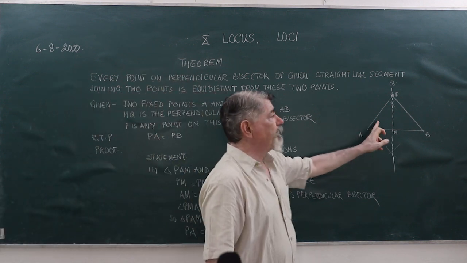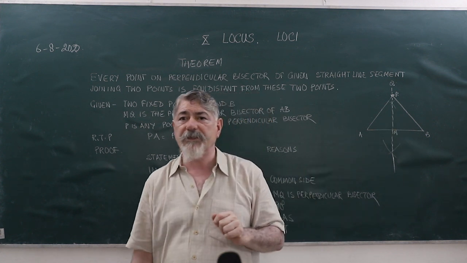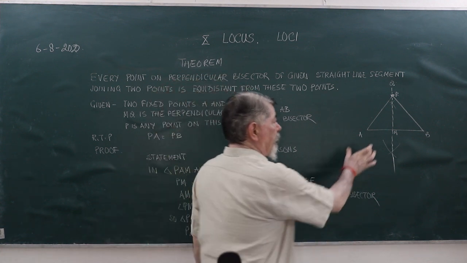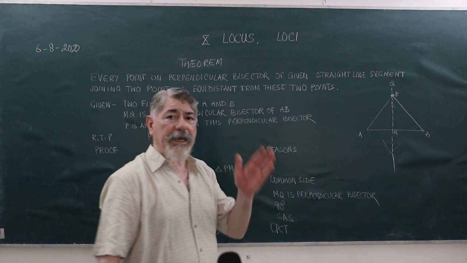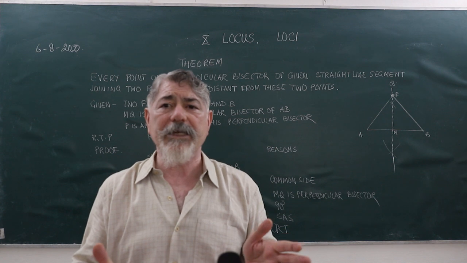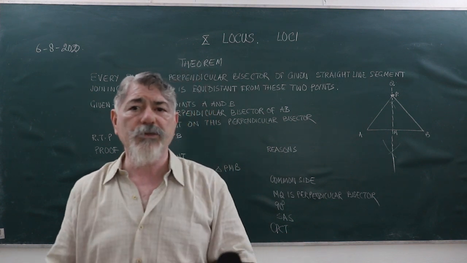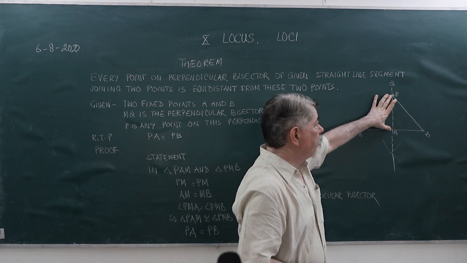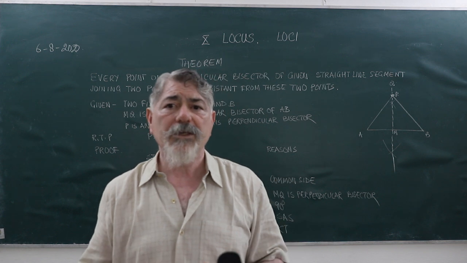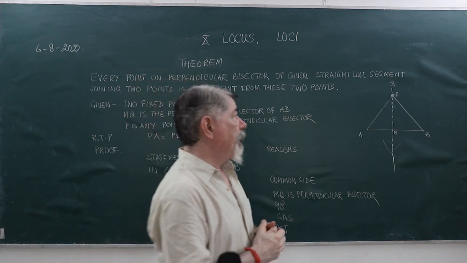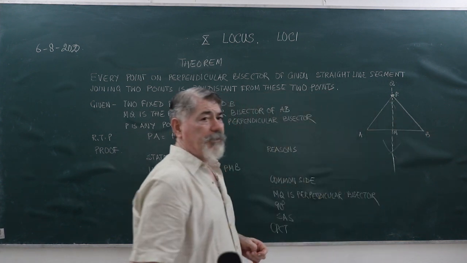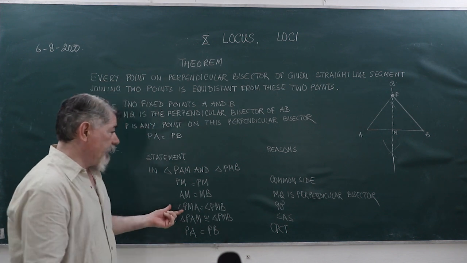Now we prove these two triangles to be congruent. How do we prove these two triangles to be congruent? I say AM is equal to MB because I have drawn the perpendicular bisector of AB. When I am drawing the bisector, I am dividing the line into equal halves. So AM is equal to MB. Second, PM is the common arm, PM is equal to PM. And the other thing is that angle PMA is equal to angle PMB, which is equal to 90 degrees.